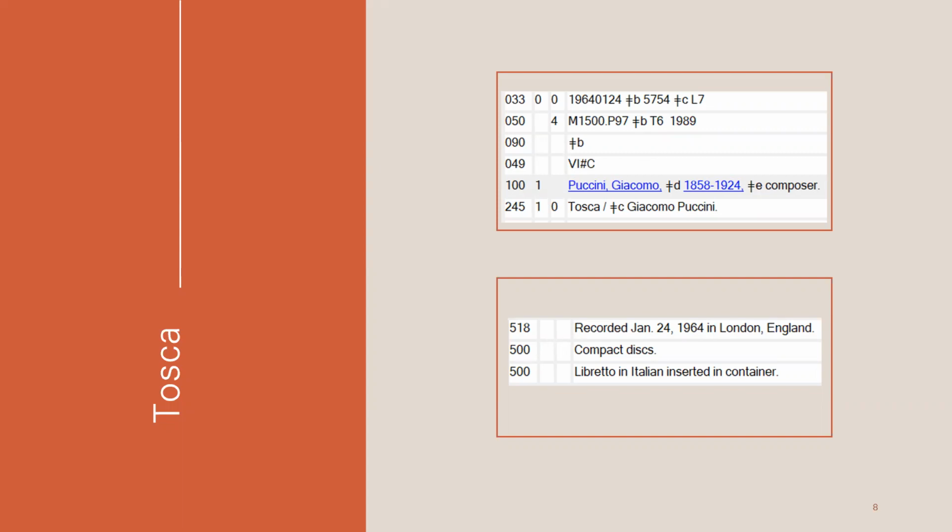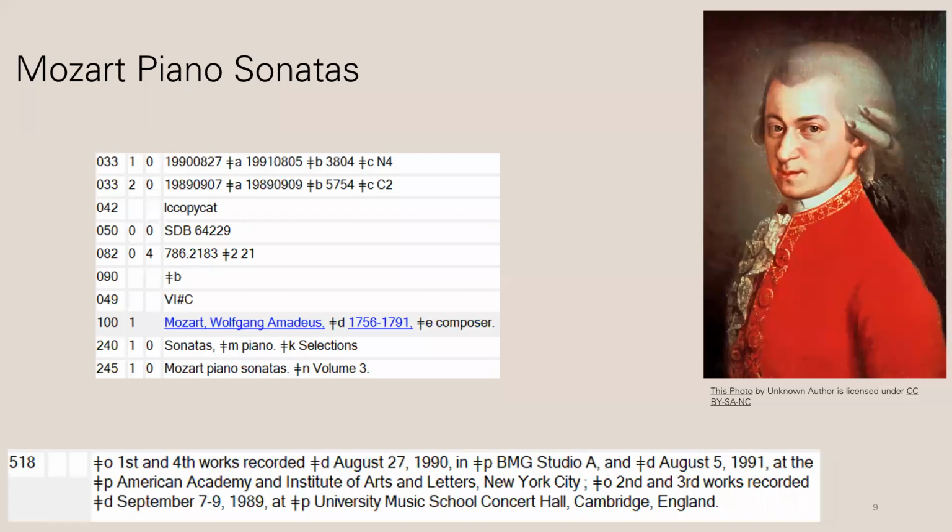In the bottom screenshot is the 518 field with the entire text all in subfield A, recorded Jan 24, 1964 in London, England. Mozart Piano Sonatas, Volume 3, OCLC number 270338080 is another record that I enhanced during a database cleanup project.